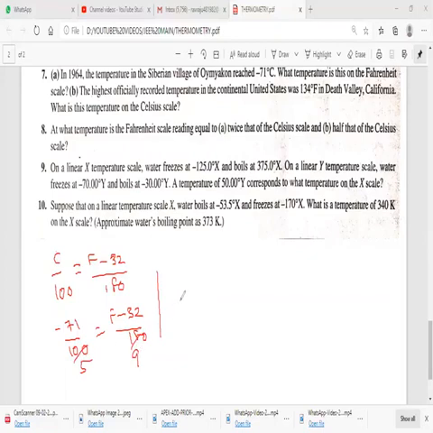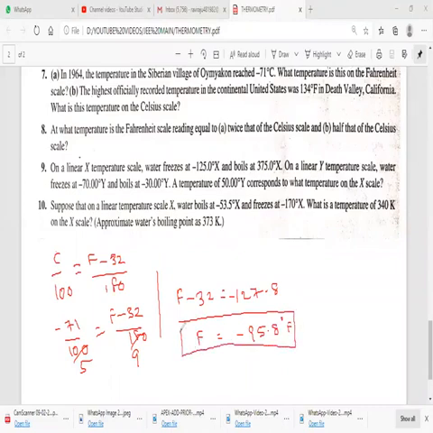By calculating this, you will get F minus 32 is equal to minus 127.8, and F is nothing but minus 95.8 degree Fahrenheit. This is the answer for question number A in 7th one. Okay. Now I will go to the question number B.